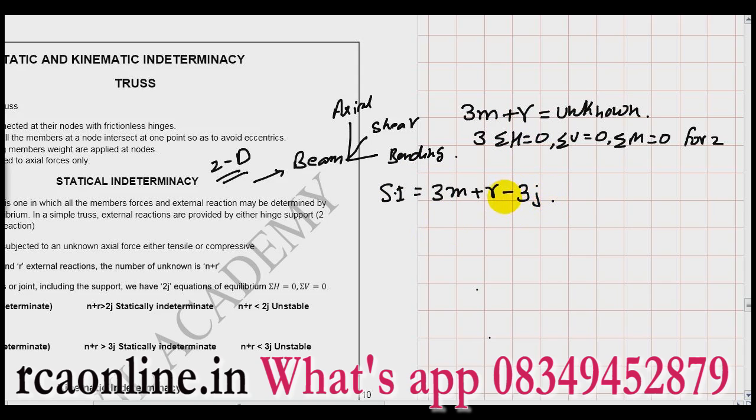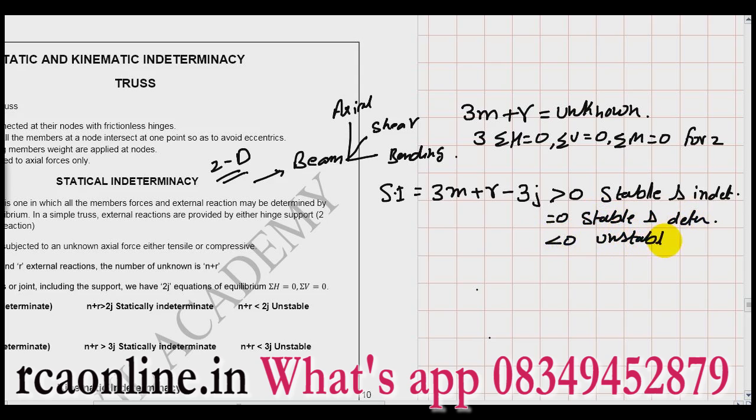Now, if this is greater than 0, then the structure is stable and indeterminate. If it is equal to 0, then the structure is stable and determinate. And if it is less than 0, then the structure is unstable.